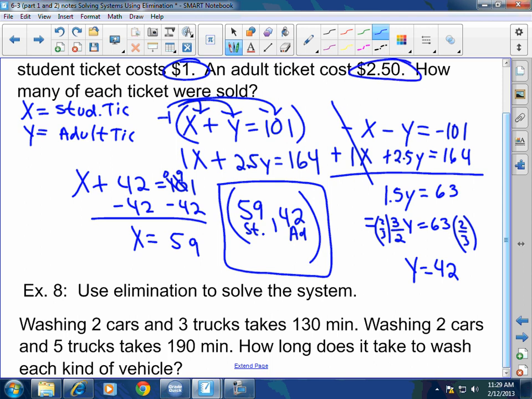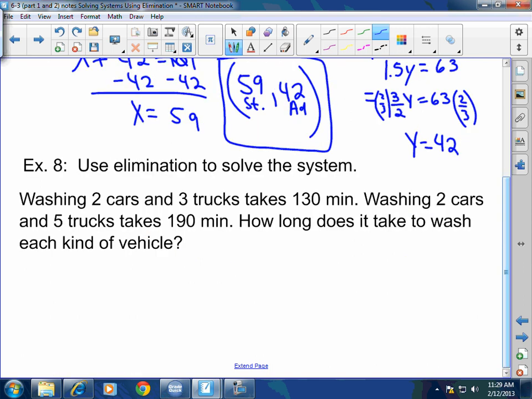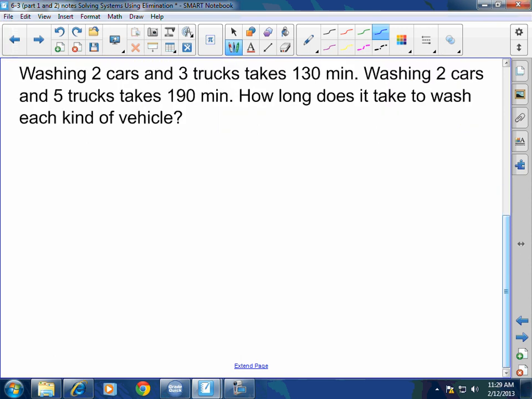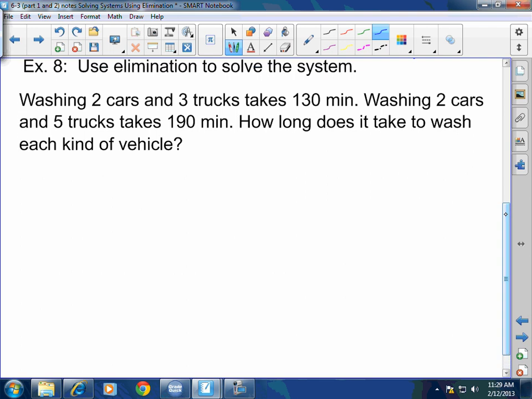Okay, please do not start packing up. Let me give you one more, at least set it up. Okay? This is a good one. Washing 2 cars and 3 trucks takes 130 minutes. Washing 2 cars and 5 trucks takes 190 minutes. How long does it take to wash each kind of vehicle? What do we do? Hurry up, man.